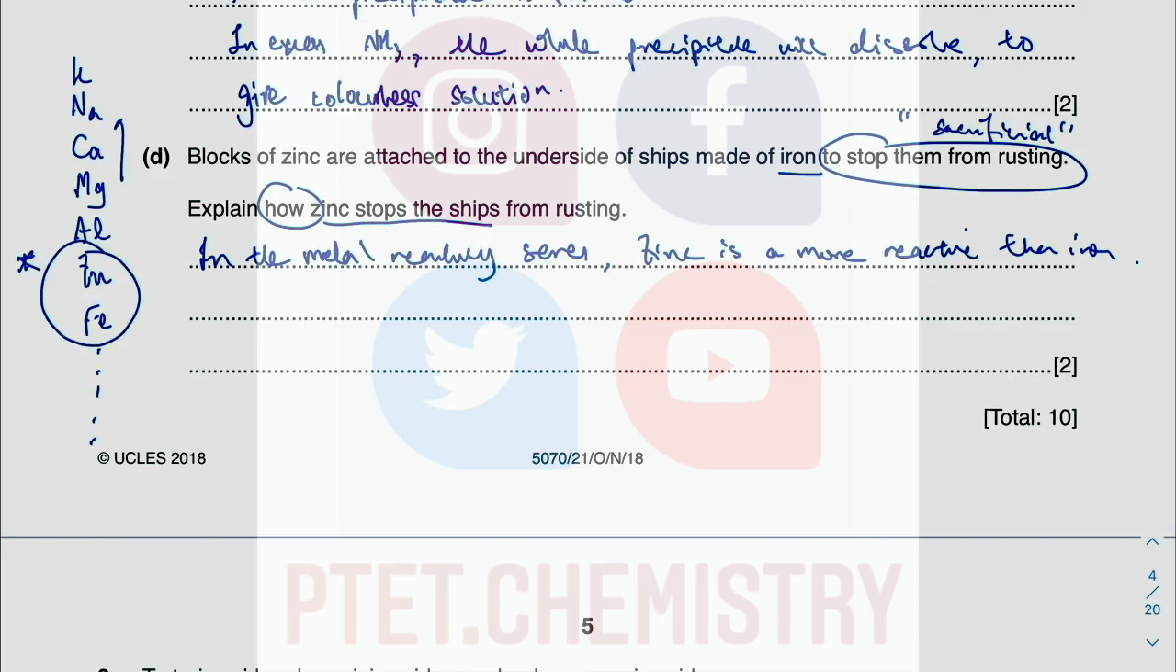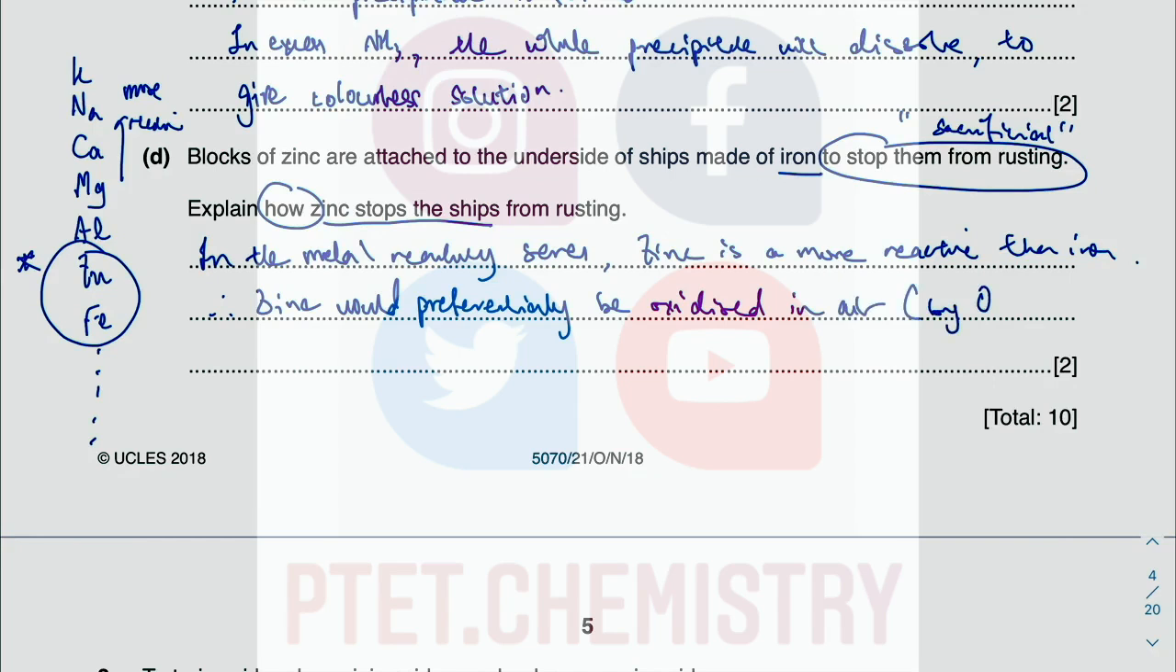Here there's the relationship there. Okay, so there is a more reactive metal. So zinc is a more reactive metal than iron. Therefore, zinc would preferentially be oxidized, because we're talking about rusting, right, which is basically oxidation in air, or oxidation in air by O2 or by oxygen. Okay, therefore the iron underneath won't rust.